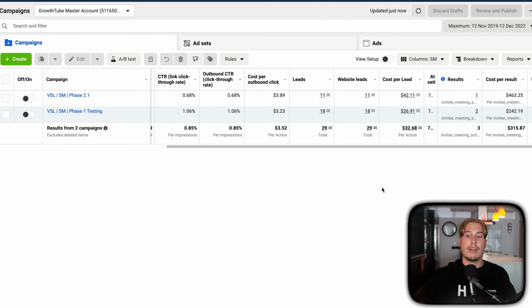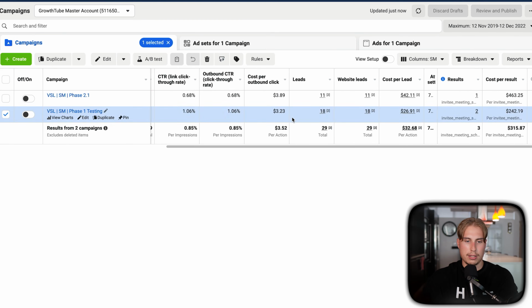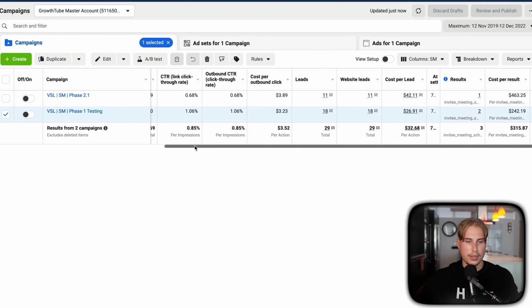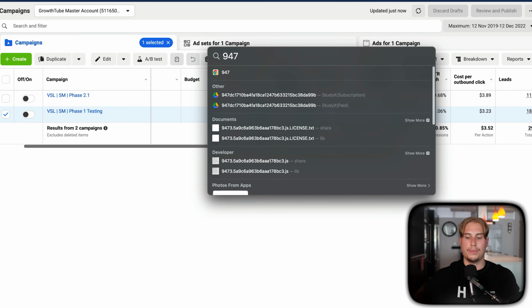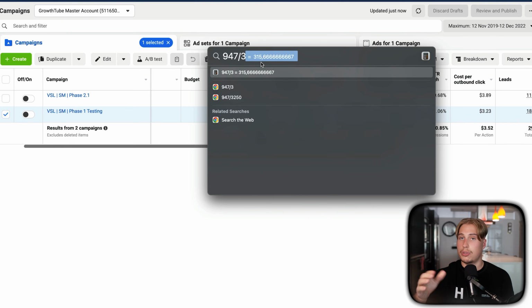Okay, so if you have a look at this, Facebook is saying that our cost per strategy session was $315. Again, just to do the maths here, let's go back up to the campaign level and look at what's happening with Facebook over here. We want to see the amount spent. The amount spent was about 947 and it's saying that we got 3 calls. So it's giving me a cost per strategy session of 315.